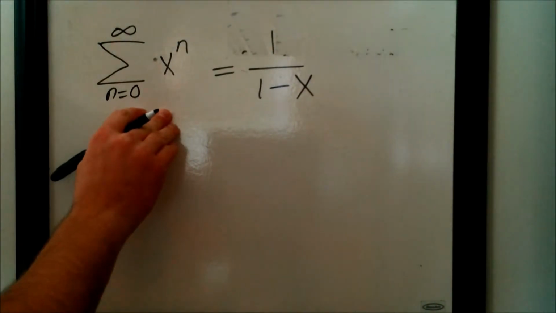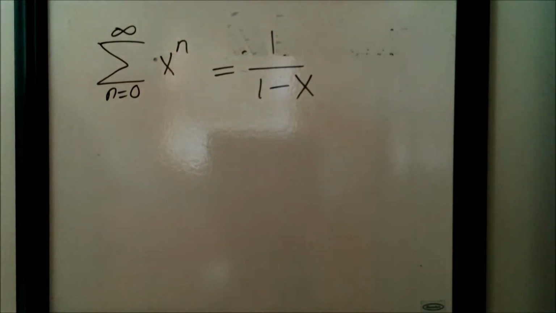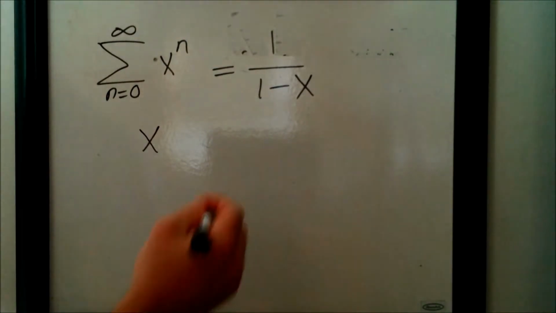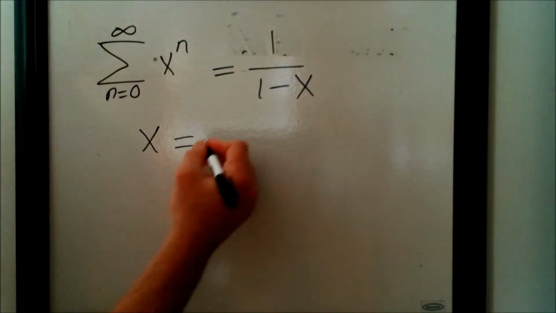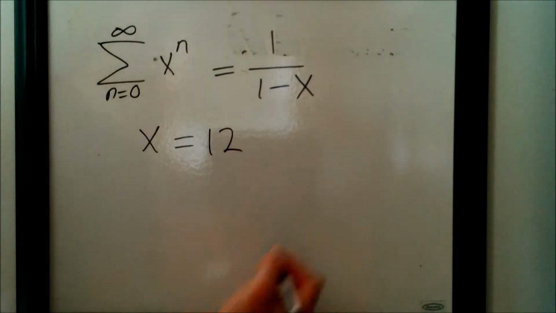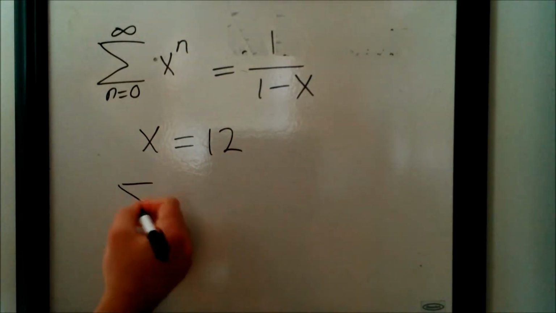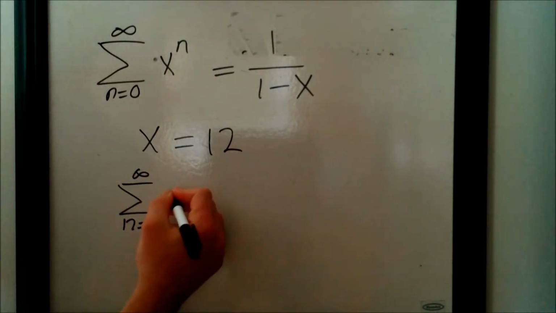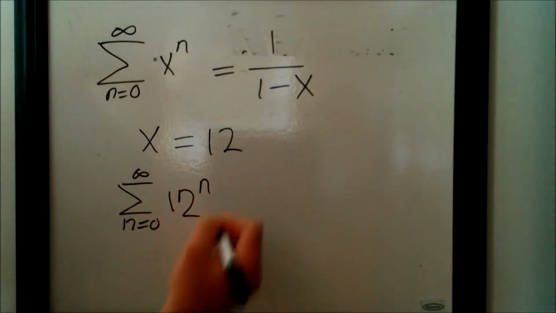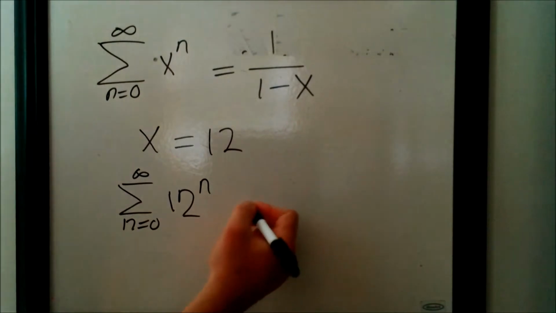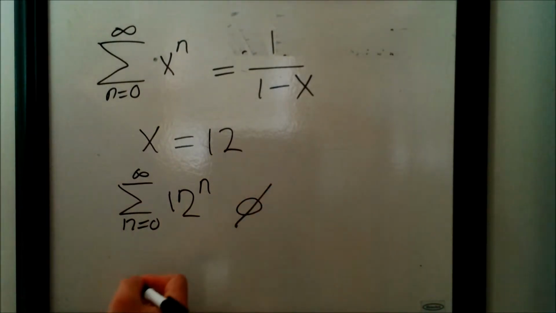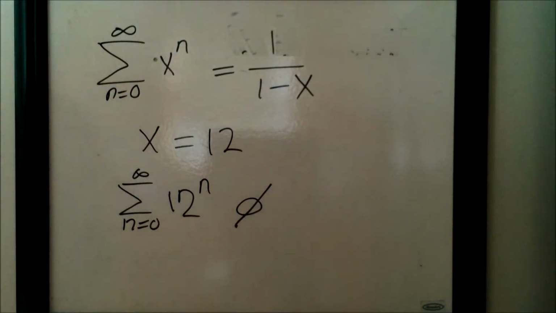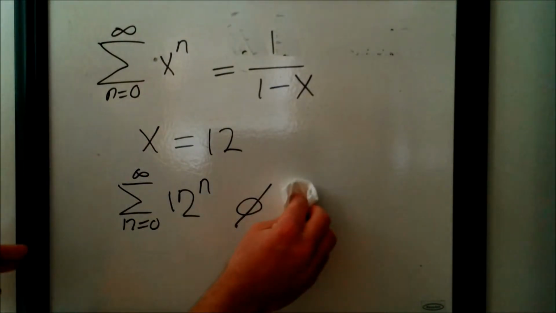So for example, when we have the power series of 1 over 1 minus x, which is this right here, we want to know for what values of x will the series converge. For example, when x equals 12, we have the series 12 to the n. And we know that this series diverges according to the divergence test. So when does a series converge?